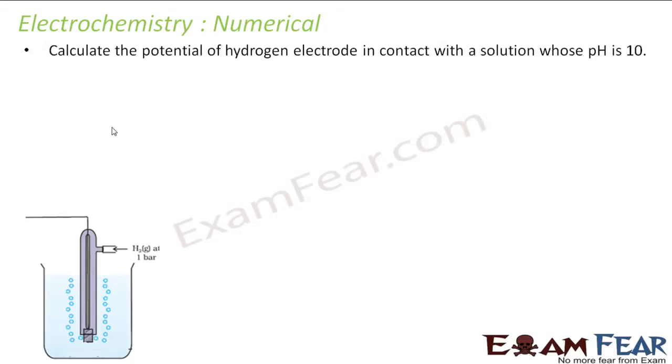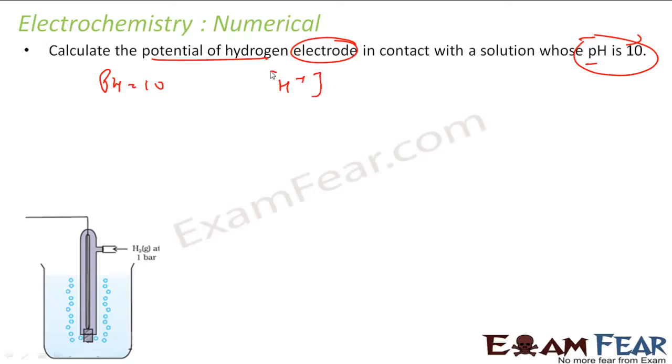As I told, this Nernst equation is also used to find the pH. Here is a reverse question. If the pH is given, you have to find the E of the cell. We have to calculate the potential of a hydrogen electrode, which is in contact with a solution whose pH is 10. So pH is 10 means what? pH is 10 means hydrogen ion concentration is nothing but 10 to the power minus 10 M. Correct? pH is X, that means H+ is 10 to the power minus X M.